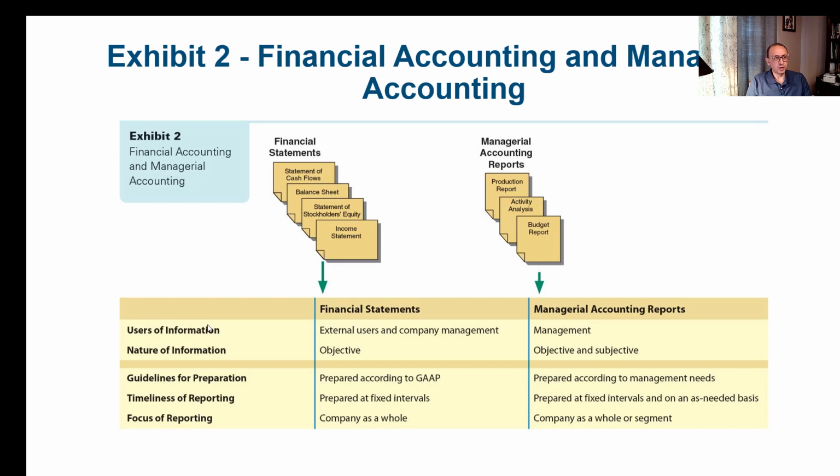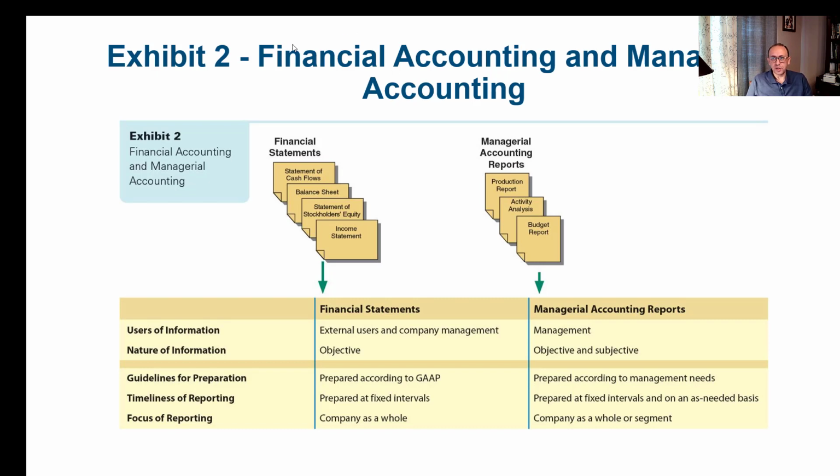Just a quick refresher, if you can remember, the financial statements are the balance sheet, income statement, statement of stockholders' equity, and the statement of cash flows. These are the typical examples of financial statements. For managerial accounting reports, we'll see reports like production reports, activity analysis, and budget reports. All of these are good examples of managerial accounting reports that would be used among managers.